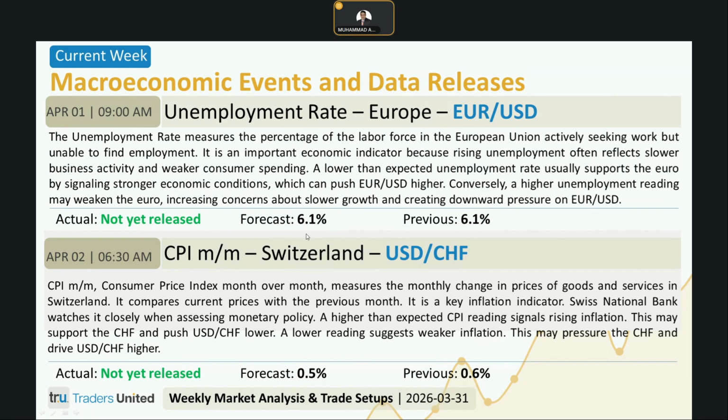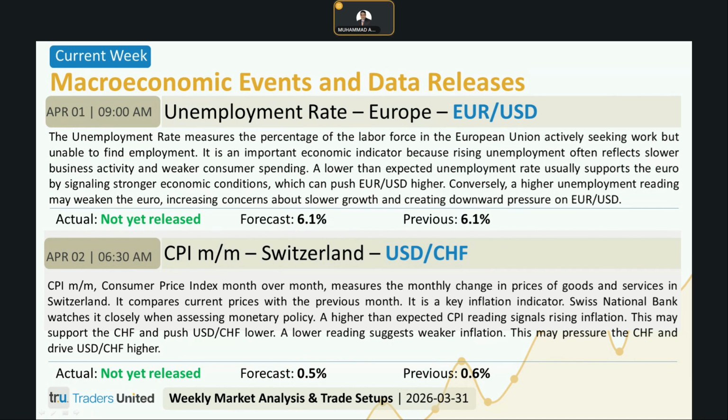It's a bearish bias for the euro dollar currency pair. The unemployment rate, the forecast is also 6.1%. The previous number was also 6.1%. So not much change is coming. We might get a surprise when the actual news comes out. So any deviation from the forecast level of 6.1%, it could move the market up or down in euro dollar currency pair.